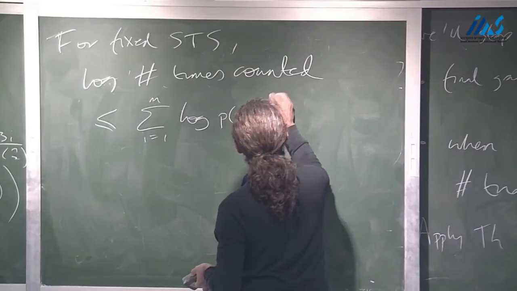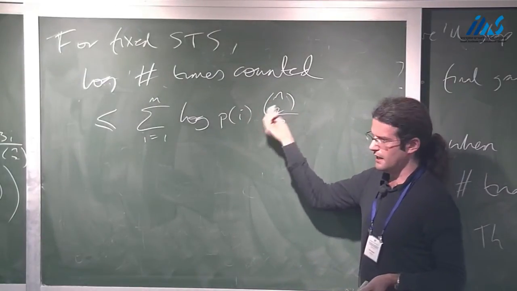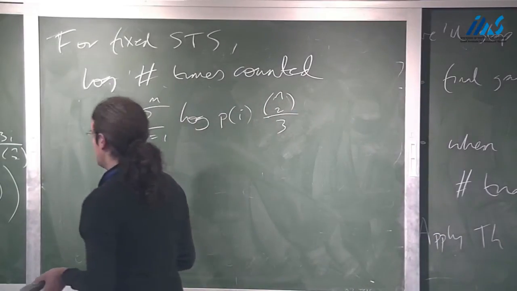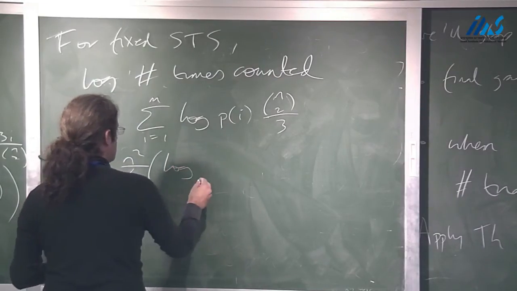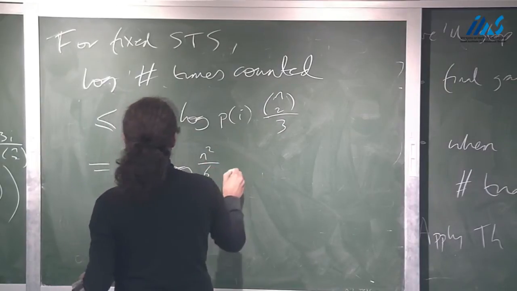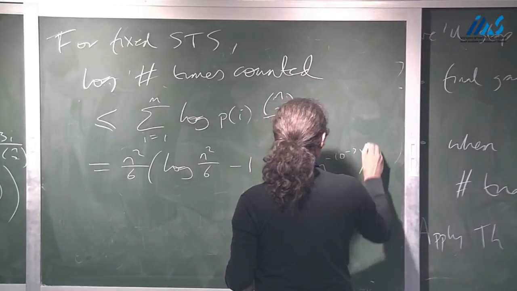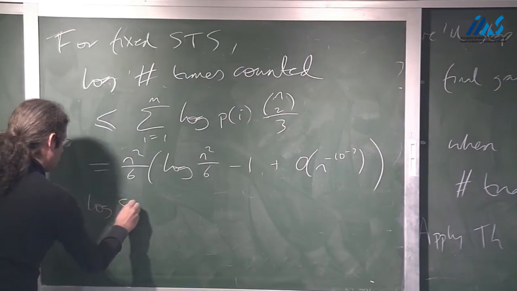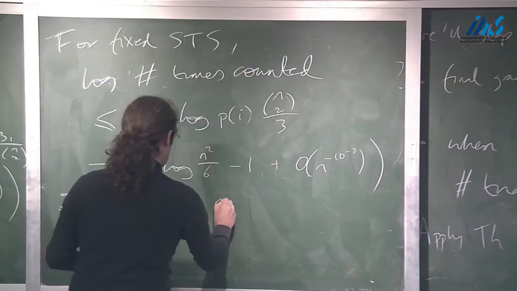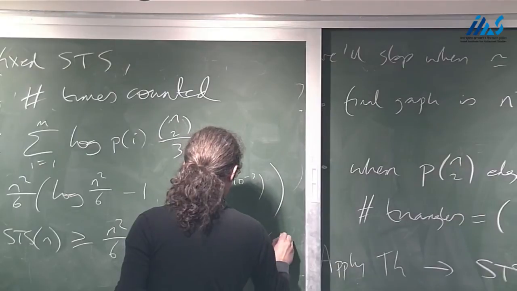Well, okay. You start with this many, and so what is this? This is n squared over 6 log, sorry, n squared over 6 minus 1. That's the same integral, but just with a power 1. So again, plus order n to the minus 10 to minus 7. So we're taking the difference, so therefore log of S_D S_N is at least n squared over 6. What do I get? Log n minus 2 plus order n to the minus 10 to the minus 7.